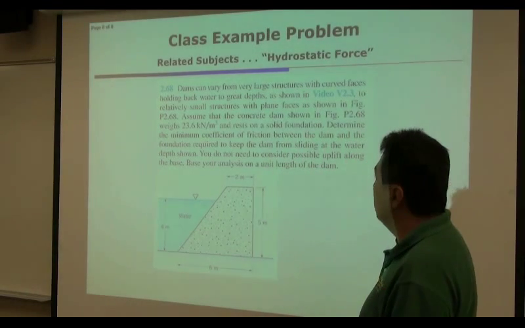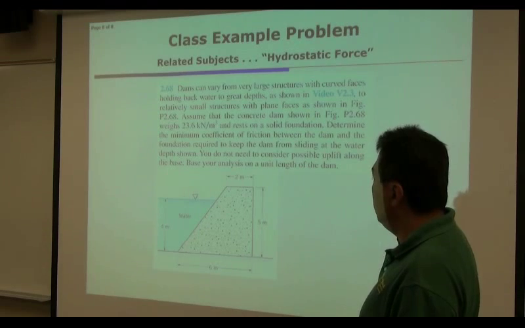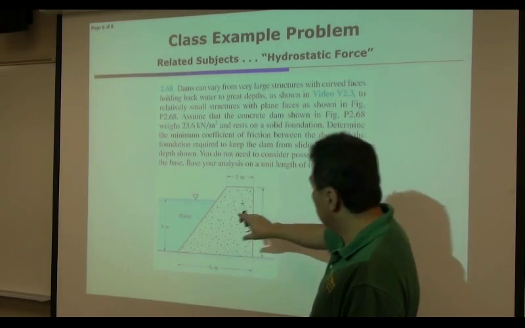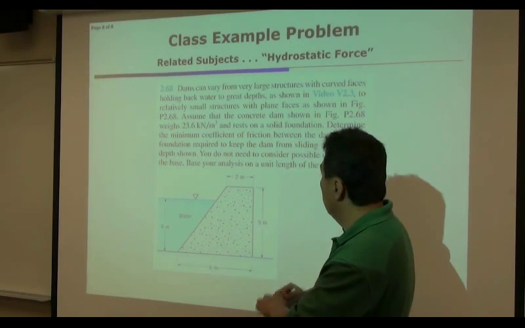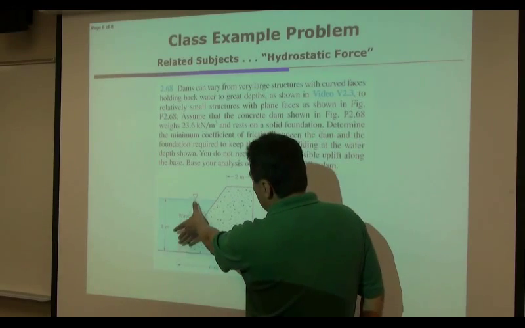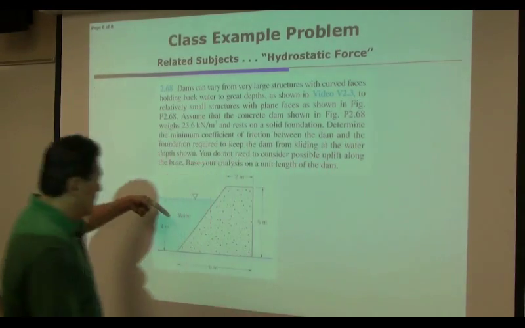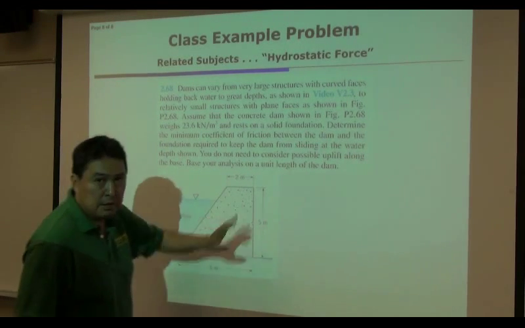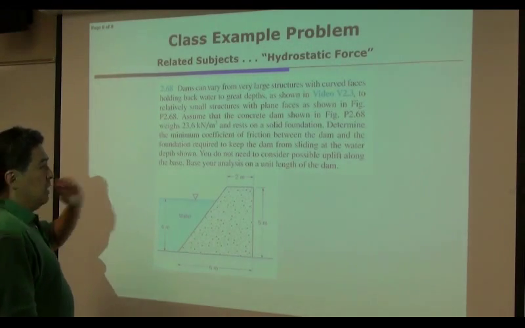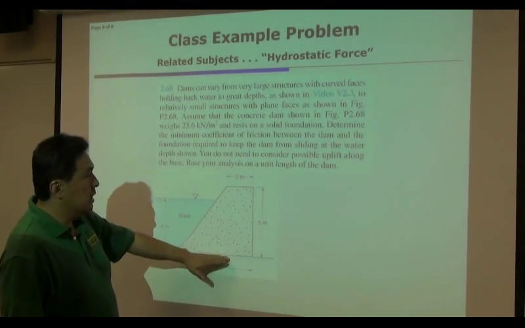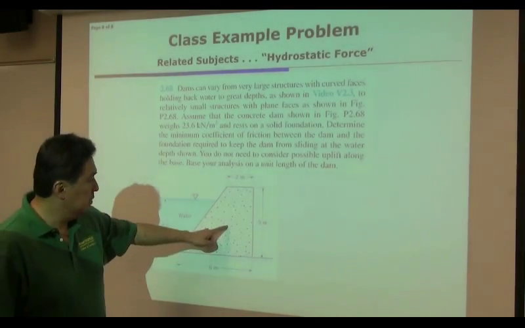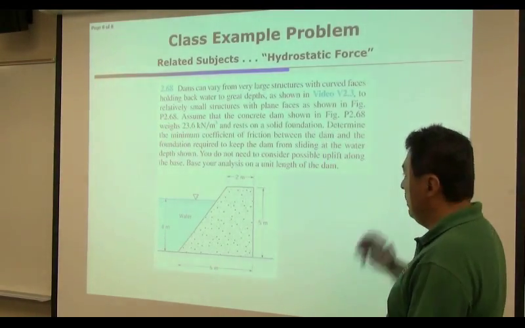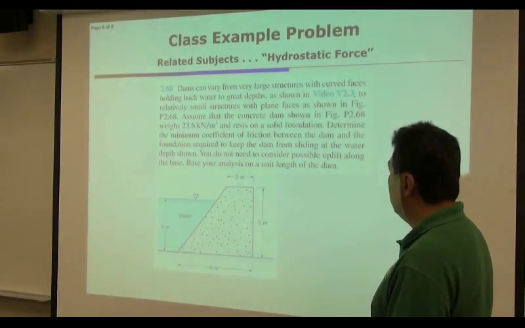Minimum coefficient of friction required to keep this dam from sliding at a water depth of 4 meters here. In other words, if the water depth gets higher and higher, it is going to develop a larger and larger hydrostatic resultant force that is trying to slide this concrete block. So in order to prevent that, how much static friction coefficient do you need between this concrete dam and this solid foundation?